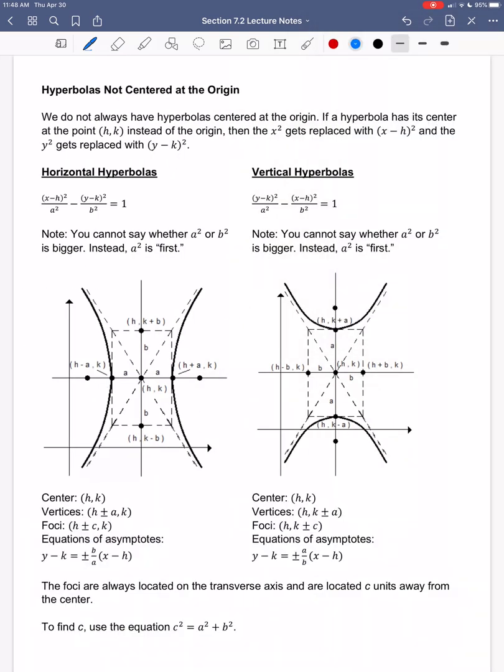So here's the most general kind of situation with hyperbolas then. We have hyperbolas maybe not centered at the origin. So if it's not centered at 0, 0, if it's centered at (h, k), then the x squared gets replaced with (x minus h) squared, and the y squared gets replaced with (y minus k) squared. That's exactly the same thing that happened with an ellipse. So horizontal hyperbolas in general, this is what the equation looks like. Okay, x is first, horizontal.